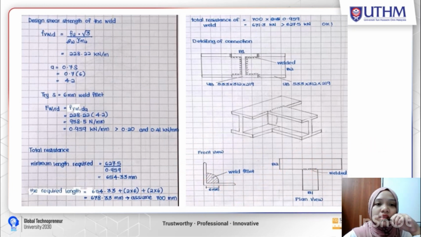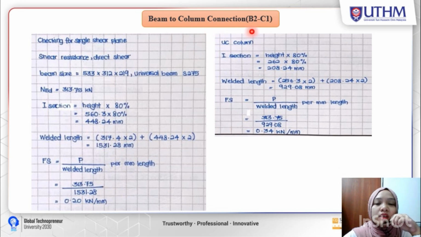Okay, next would be the beam to column connection from B2 to C1. And as usual, we will calculate the checking for single shear plane, and the beam size is also 533 times 312 times 219. And the VED is 313.75 kN. As for the factor of safety for this beam to column, it would be 0.20 kN per millimeter, and for the UC column we will get 0.34 kilonewton per millimeter.